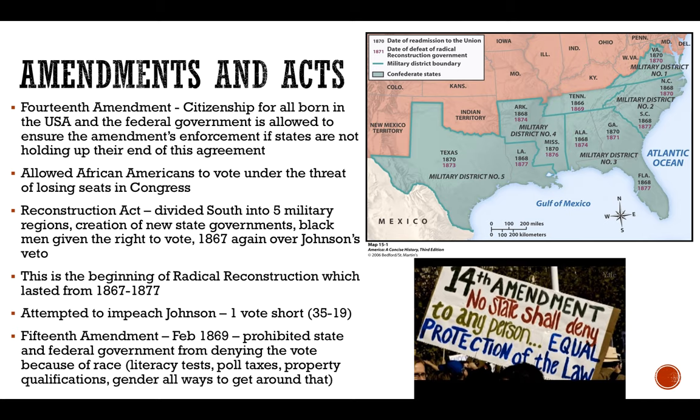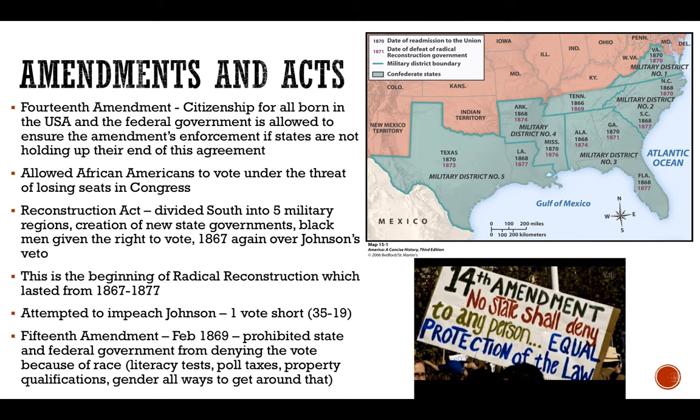So military regions meant that Northern troops had taken over the southern states and were ensuring compliance with the new laws. And many people saw this as an occupation and were threatening to rebel once again against the Union. So you can imagine this was quite tense. People throughout the South enforcing the new laws under threat of violence right after the Civil War. And this Reconstruction Act sort of led to the beginning of radical Reconstruction, which lasted for the next 10 years.